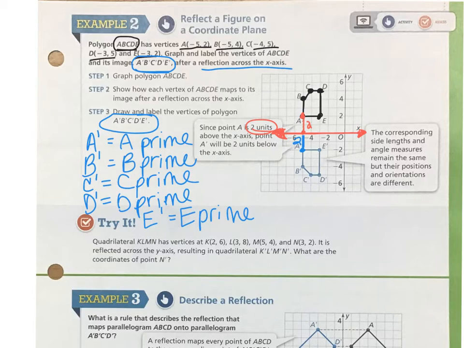So when I draw the image, what I want to make sure that I do is get the corresponding sides and angles the same. Their positions are the ones that are different. So if point B is a total of 4 units above the x-axis, then B prime would be a total of 4 units below the x-axis. If C is, let's say, 5 units above the x-axis, then C prime is 5 units below. Same thing with D and E until you draw the exact same figure in its mirror image across that x-axis.